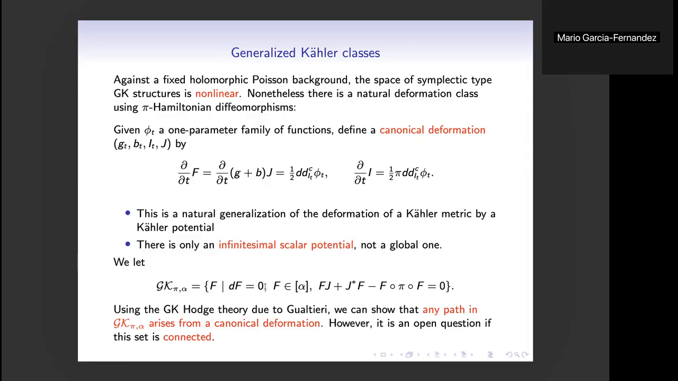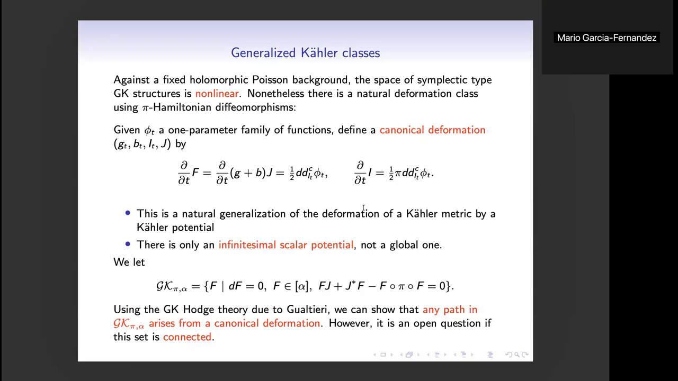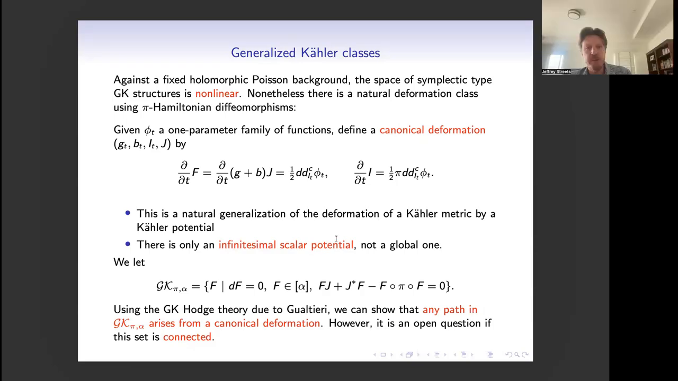Jeff, can I ask something? Yeah. So the formula for GK means that the 2,0 plus 0,2 part of F is controlled by the Poisson tensor. Yeah, exactly. Like if pi is 0, this is just saying that F is (1,1). Okay, exactly. Thanks. Yeah, any others?